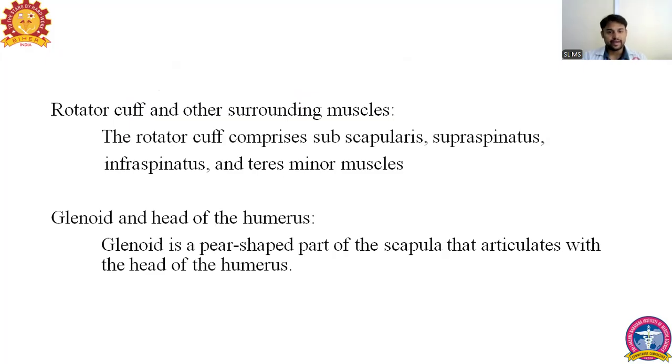And the bony static stabilizers are the glenoid and the head of the humerus. The glenoid is a pear-shaped part of the scapula that articulates with the head of the humerus. The main problem is, compare it with the hip joint. In the hip joint the acetabulum is deep in shape, so the head of the femur sits deeply in the acetabulum. But the glenoid is not like the acetabulum. It is very shallow, and the humerus only partly moves around the shallow glenoid. So dislocation of the shoulder joint is more common than of any other joint like the hip or ankle.